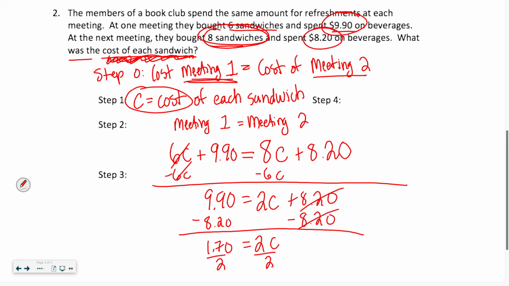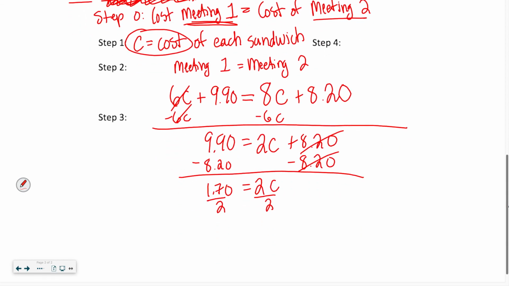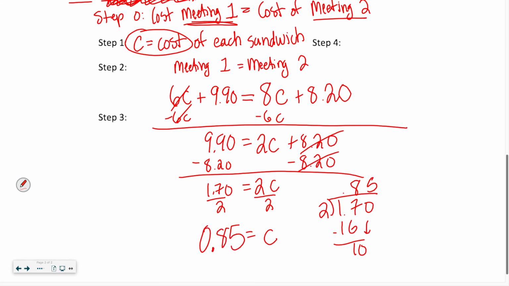I'm going to get C is equal to, don't be afraid to write that out, that's okay. 2 into 17 is 8, with a remainder of 1, bring down the 0. So 2 into 10 is 5. So each sandwich costs 85 cents. Those are some cheap sandwiches.